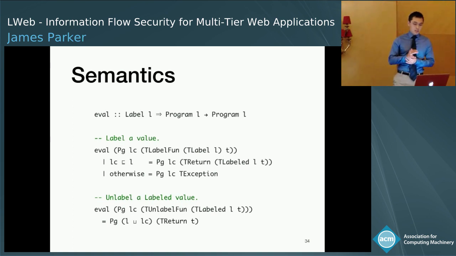So we define the semantics of LWeb using an interpreter. This is just a Haskell function. So here we define the label function and the unlabel function. And you can label a value as long as the current label flows into the box label. Otherwise, an exception is thrown. And you can unlabel something as long as you join the current label with the box label.